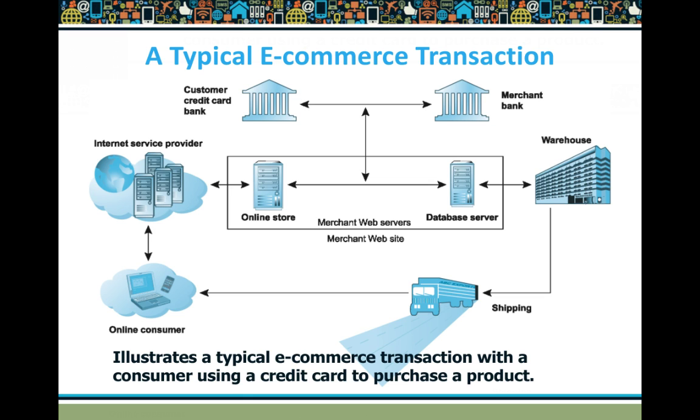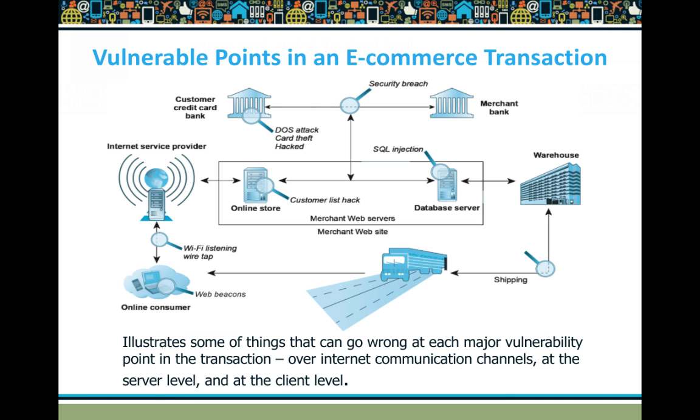We're going to see the different points of vulnerability in a typical e-commerce transaction. So these are the vulnerable points here. Initially from the online consumer, when he is surfing through the products displayed on the merchant's website, you can have web beacons. Web beacons are a type of attack that can come from the consumer side. Maybe he may be directed to a different website. Sniffing, spoofing, all those things can happen.